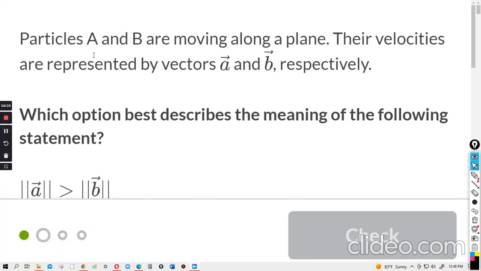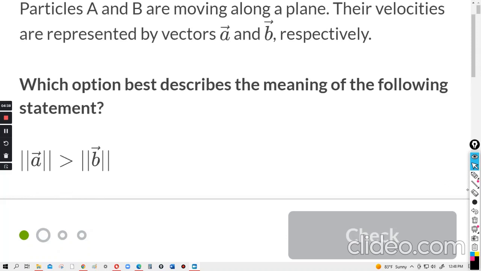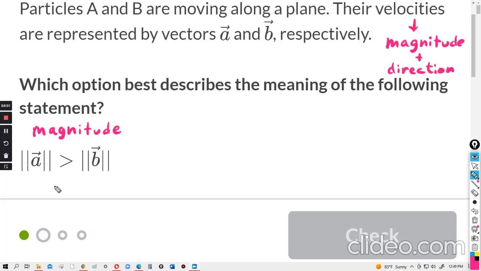It says particles A and B are moving along in a plane. Their velocities are represented by vectors A and B respectively. Which option best describes the meaning of the following statement? Remember that when you have the double bars on each side of the vector, that is just magnitude. So this right here is just saying the magnitude of A is greater than the magnitude of B. Now, A and B are velocities, so they have both magnitude and direction.